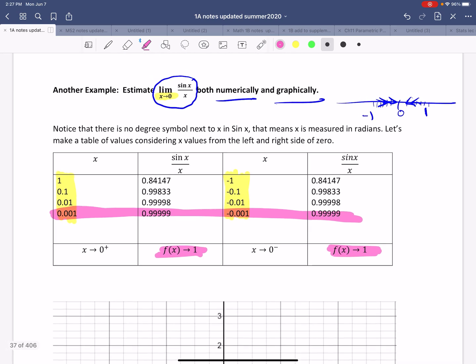So numerically, we can say the limit as x approaches 0 of sine x over x is 1. Remember this limit, we will be using it later in the course, so memorize it, it's one of the special limits, okay? We're also going to see a proof of it later in the course.